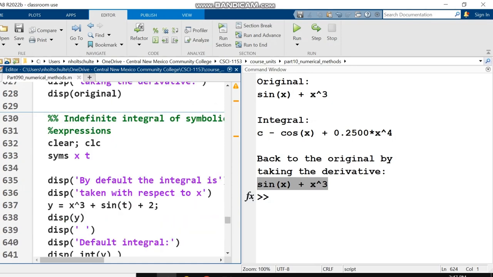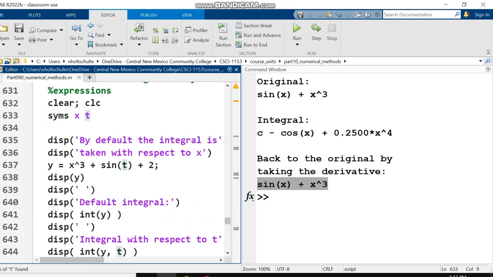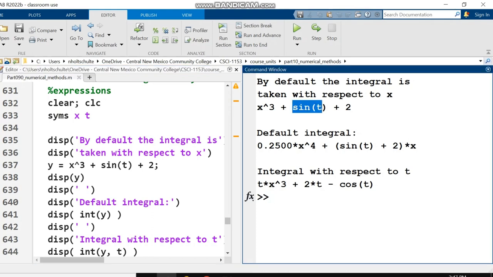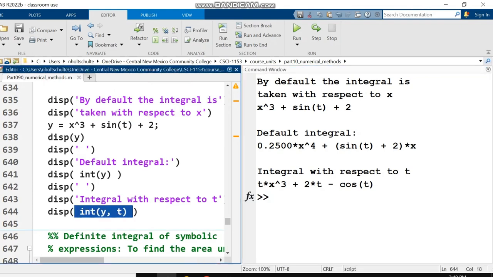What if there's more than one variable? Well, the int function, just like the diff function, can be told what variable you're taking the antiderivative with respect to. So the default is x, or if there's only one variable in the expression, it'll be that variable. And here we see the antiderivative of our expression by default is with respect to x. So the sine of t and the plus 2 get treated as a constant. So in the antiderivative, sine of t plus 2 is in parentheses multiplied by x, because for a constant times x, the derivative of that is just the constant.